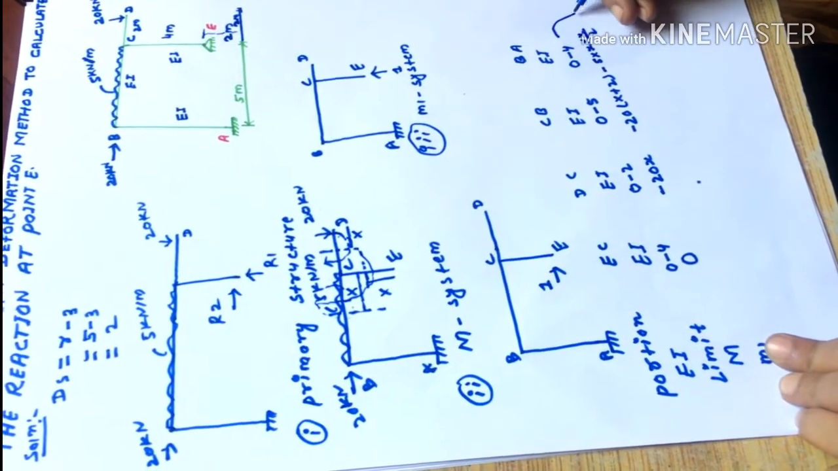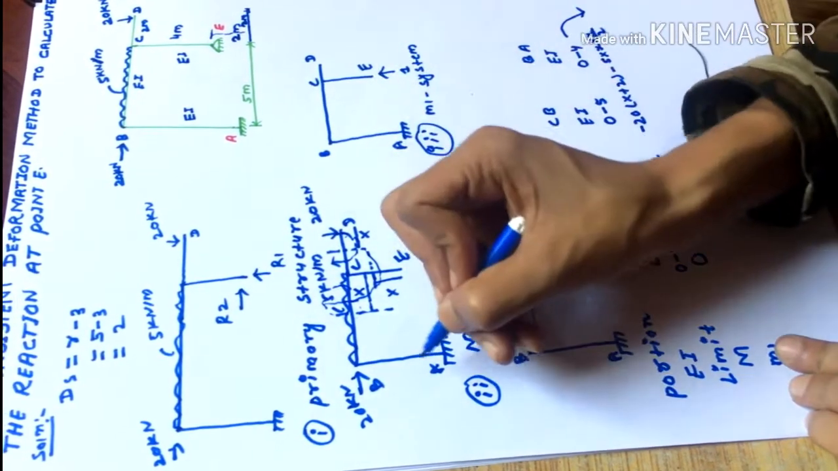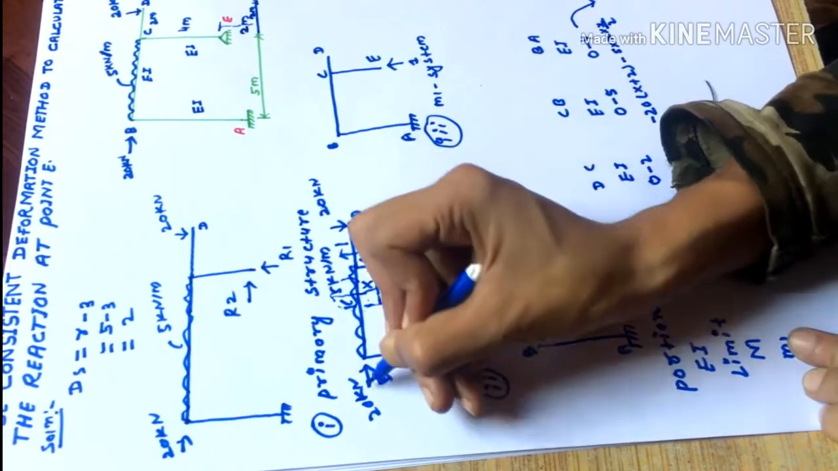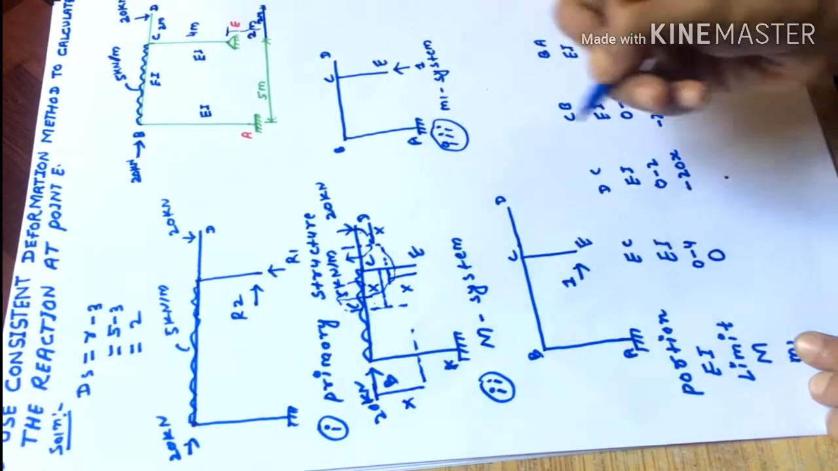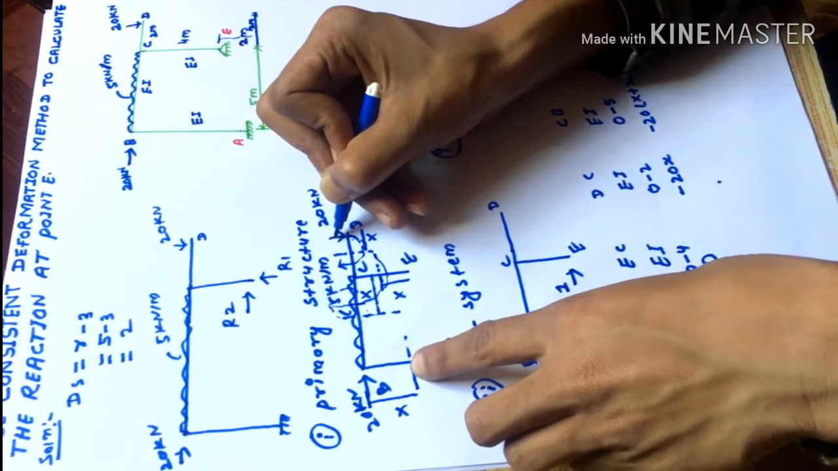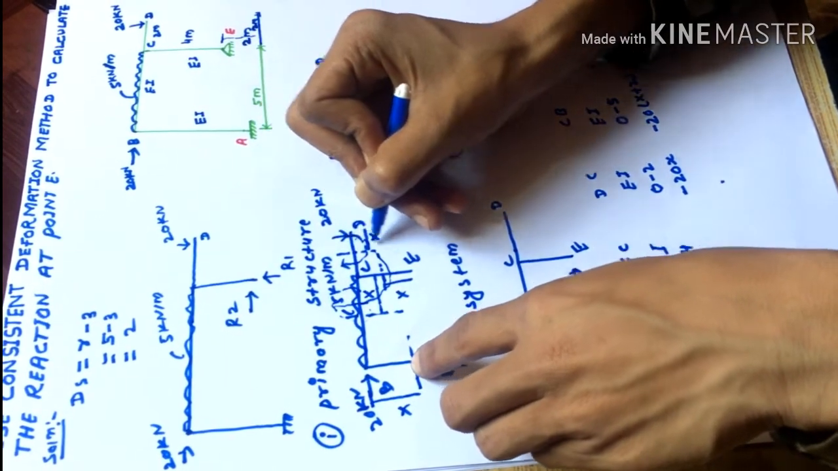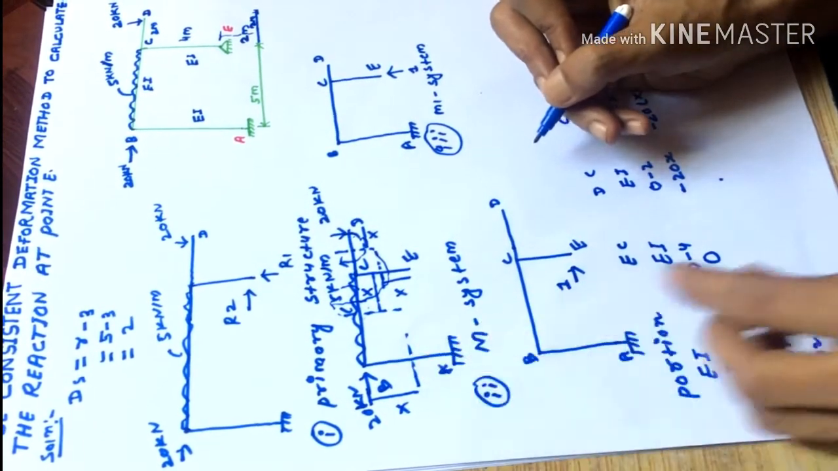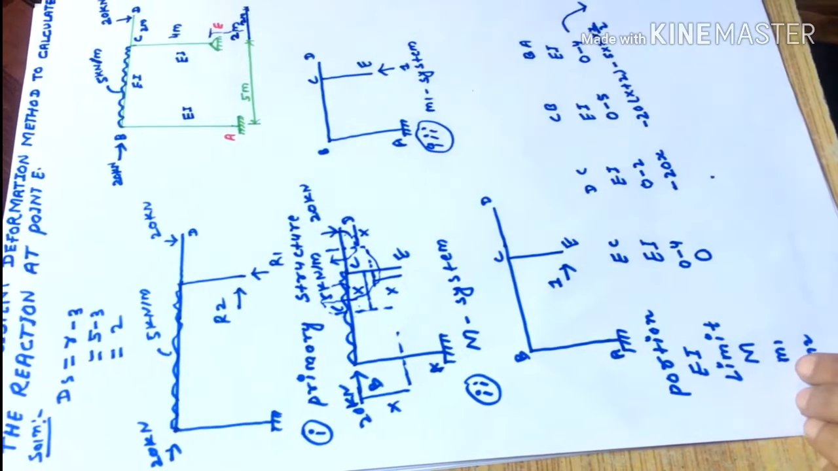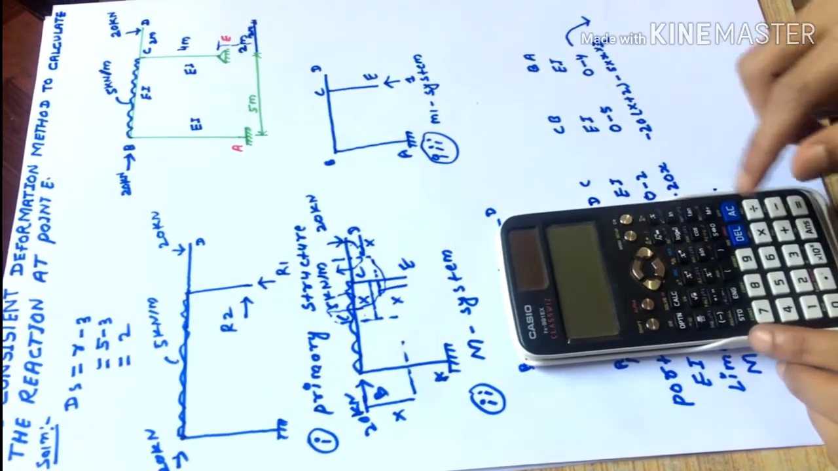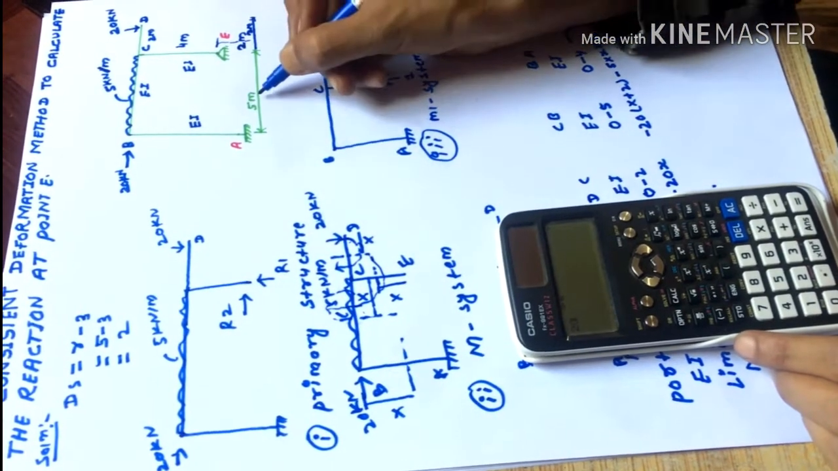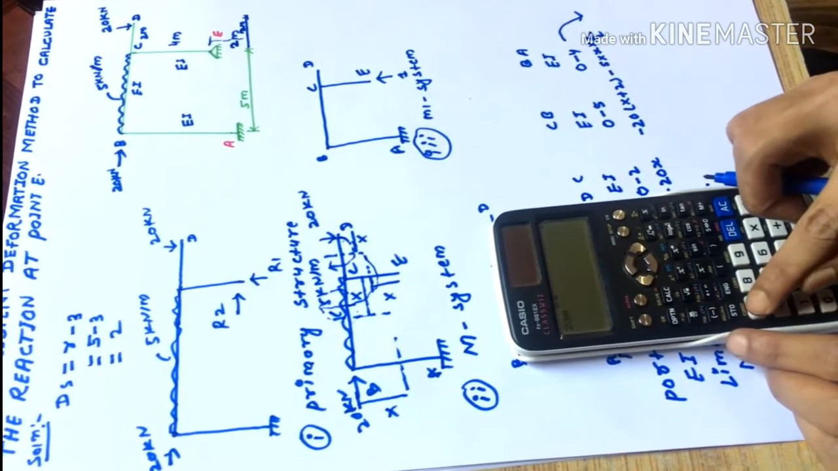For portion BA, let us assume B as the origin and take a section at a distance of X from the origin. In the figure we can see this 20 kilonewton force will rotate this section in clockwise direction, and we know on moving from right to left, clockwise moment is taken as negative. So let us calculate: 20 multiplied by perpendicular distance, 5 meter plus 2 meter, 20 into 7.